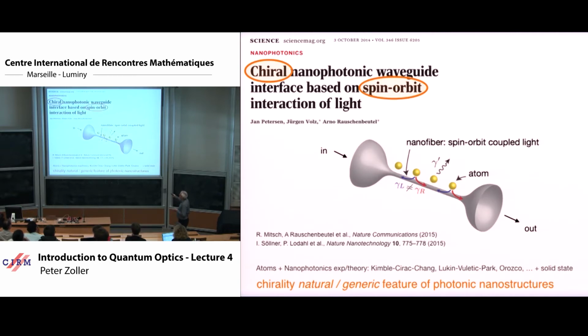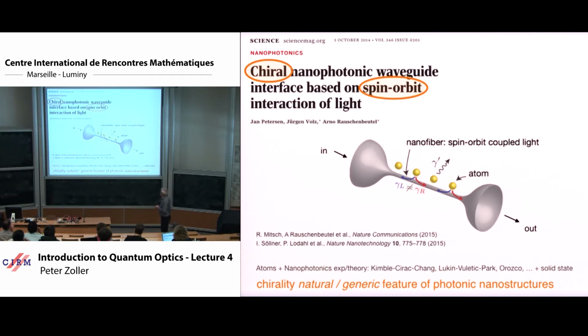There was this paper a few years ago by Arno and his group members. They did these things for gold particles, but then also for atoms. Of course, the atoms are the part that we are really interested in. The Science paper was for gold particles. This was purely classical, but then later there was a paper in Nature Communications where they replaced the gold particle by single atoms.